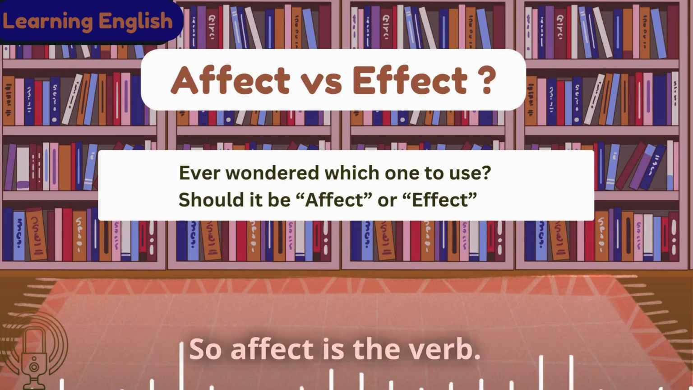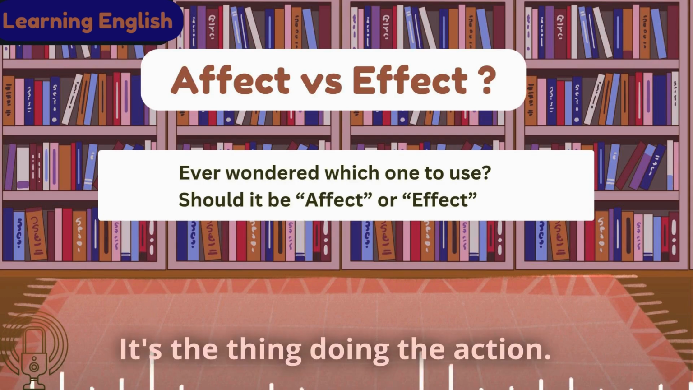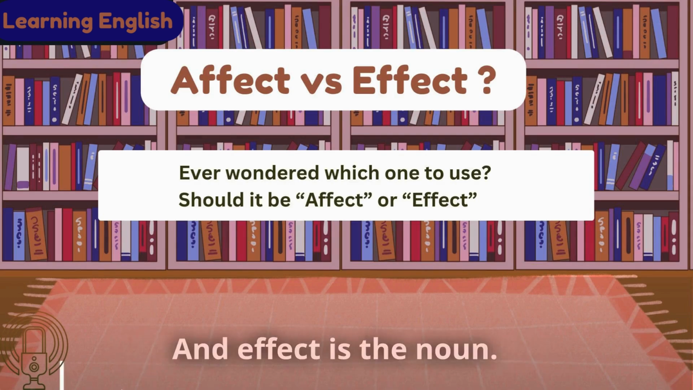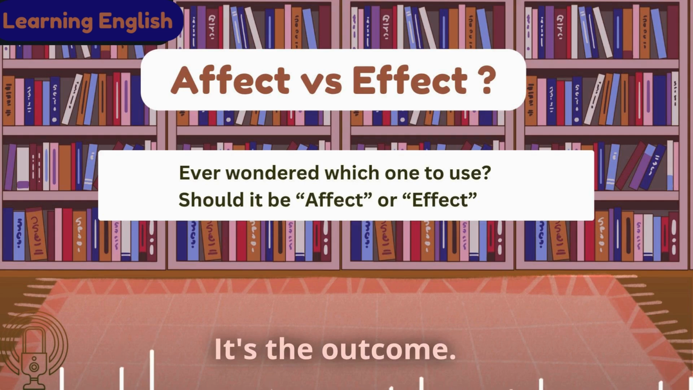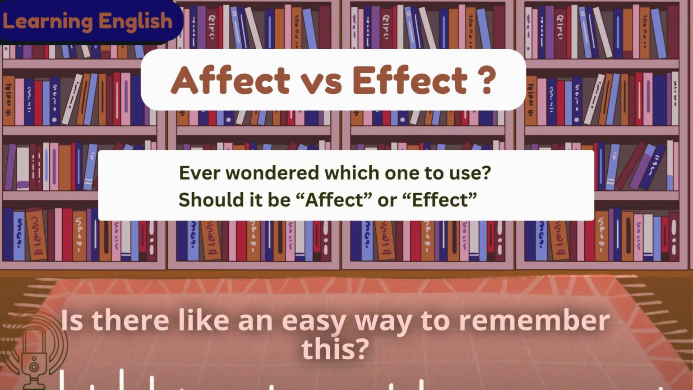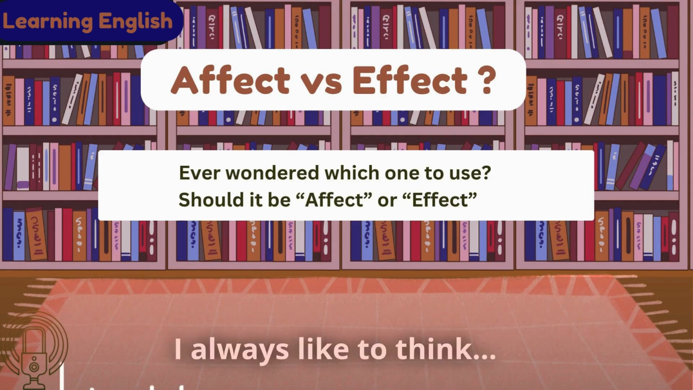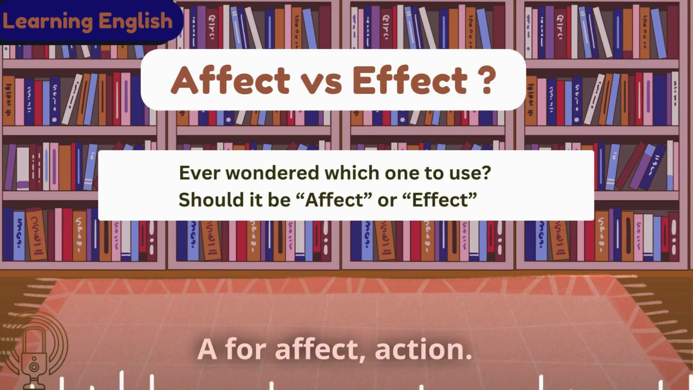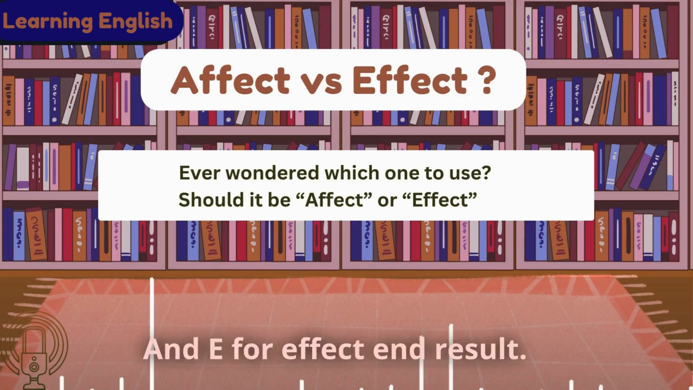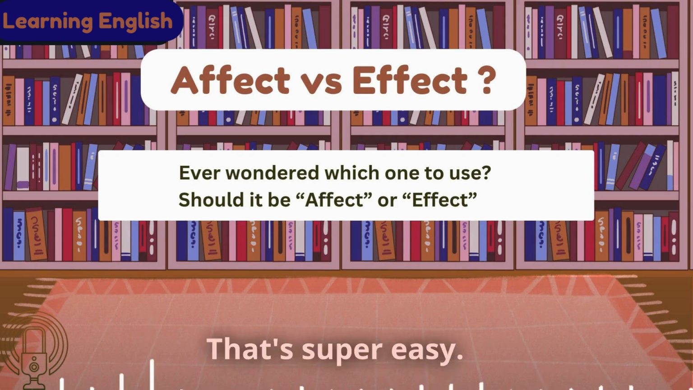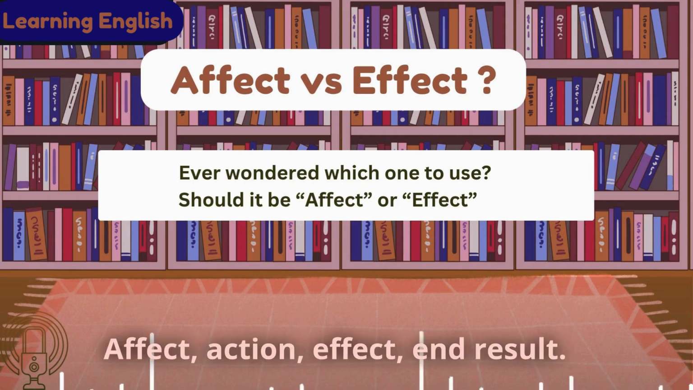Great. So affect is the verb. It's the thing doing the action. And effect is the noun. It's the outcome. Is there an easy way to remember this? I always like to think A for affect, action, and E for effect and result. Oh, okay. I like that. That's super easy. Affect, action, effect, and result.